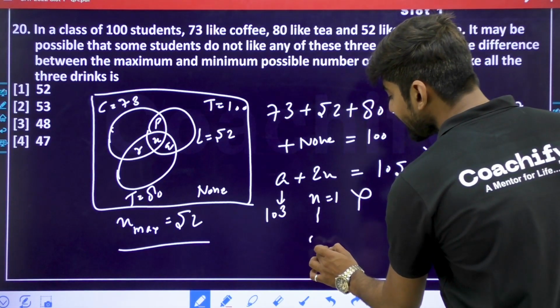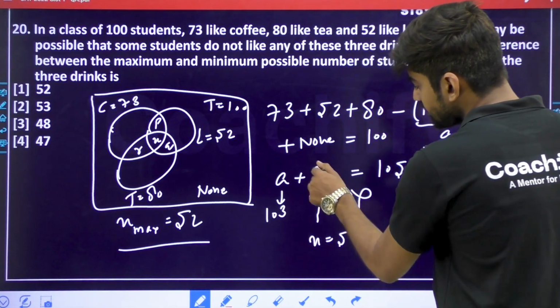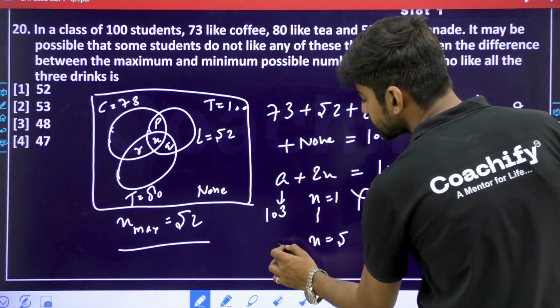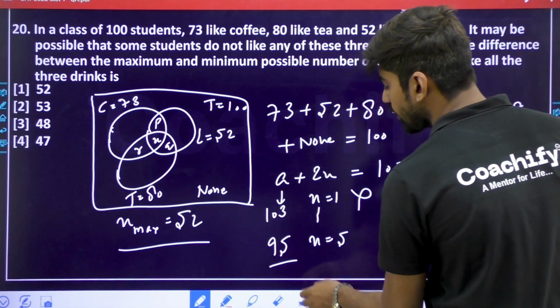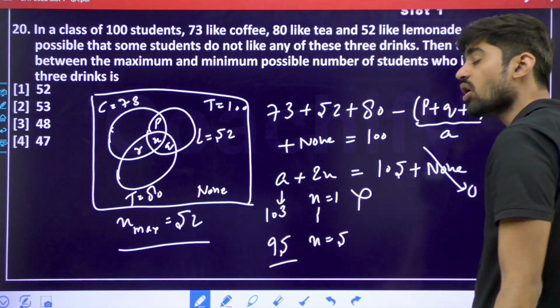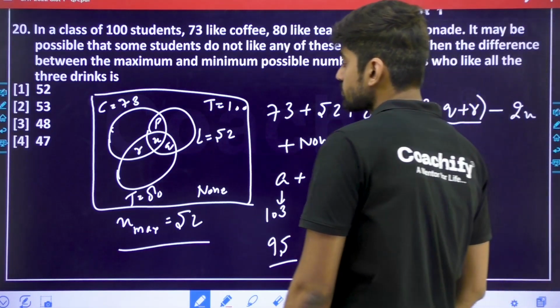But when you put x equals 5, this becomes 10, and 105 minus 10 becomes 95. So the value of a will be 95. Now 95 plus 5 will become 100. That's possible.